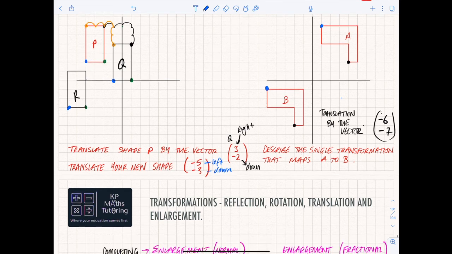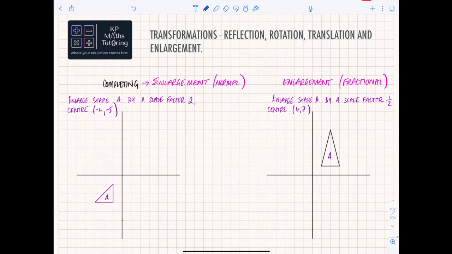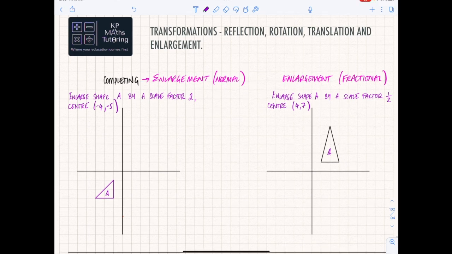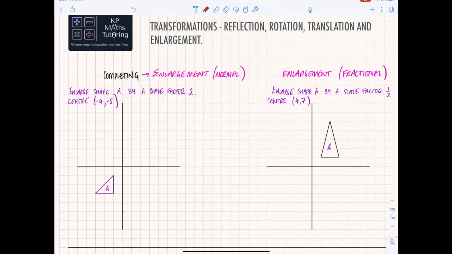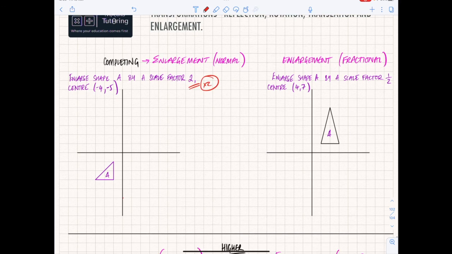Okay, last one we're going to talk about now is enlargement, which is definitely a little bit more complicated, and there's a lot of stuff involved in this one that we need to go through. So jumping in then, let's have a little look at what we're doing for enlargement. The first one here says enlarge shape A by scale factor 2. So that means everything's going to be multiplied by 2, and then we've got the centre as minus 4, minus 5. So let's put the centre in first of all.